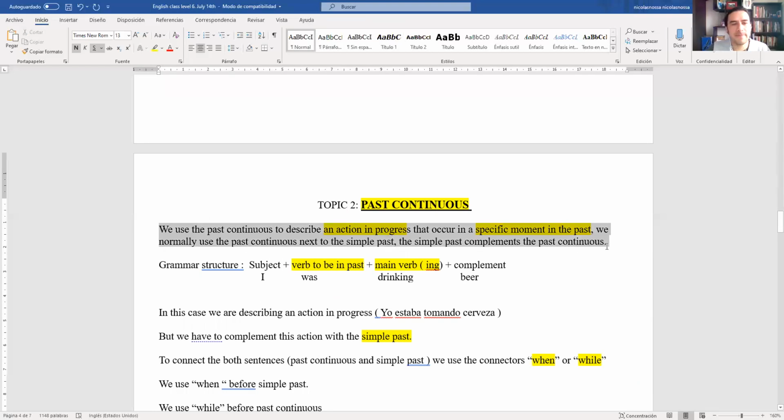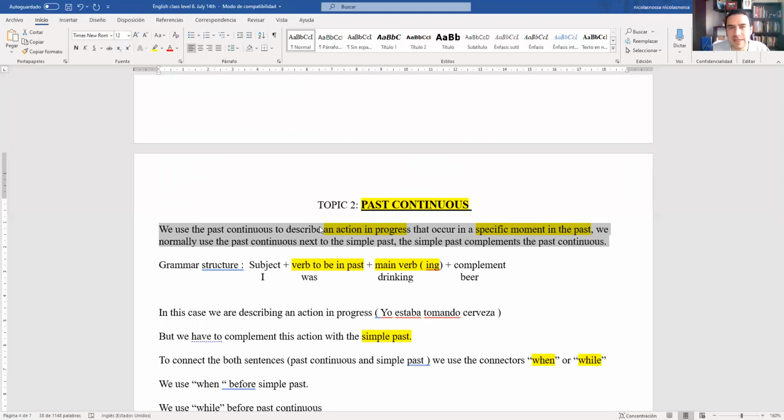Okay, we normally use the past continuous to describe an action in progress that occurred at a specific moment in the past. We normally use the past continuous next to the simple past. The simple past complements the past continuous. Se usa para describir una acción en progreso, algo que ocurría en un momento preciso en el pasado. Entonces, describe una acción que ocurrió, ¿sí?, en un momento específico en el pasado.